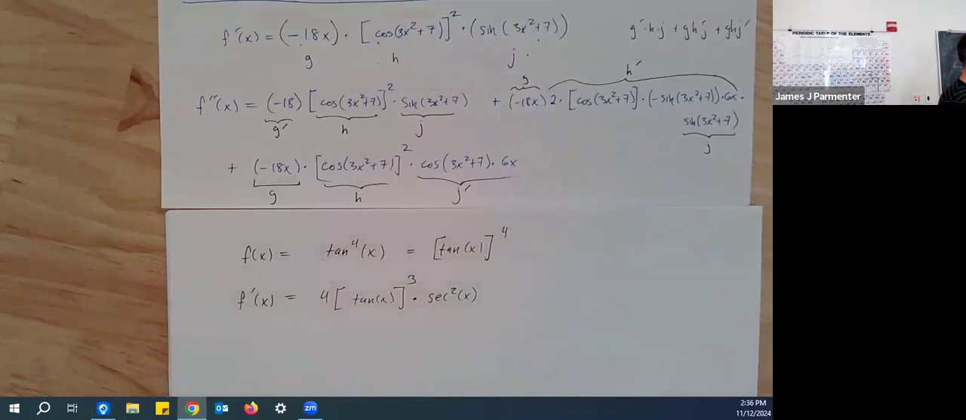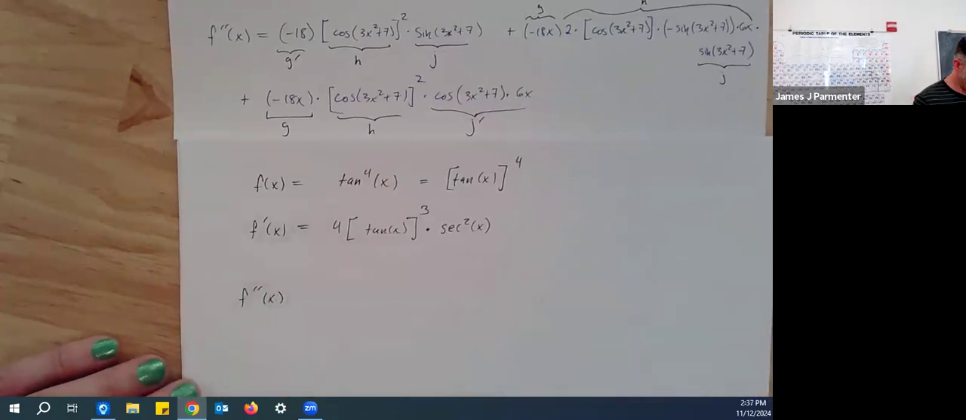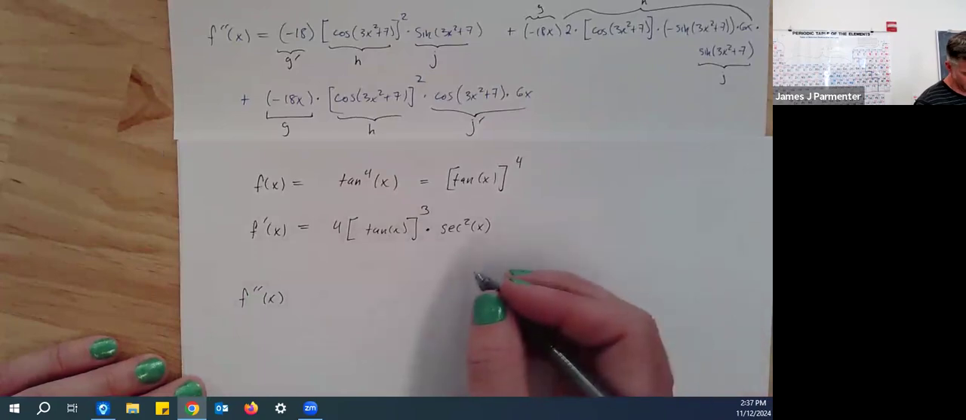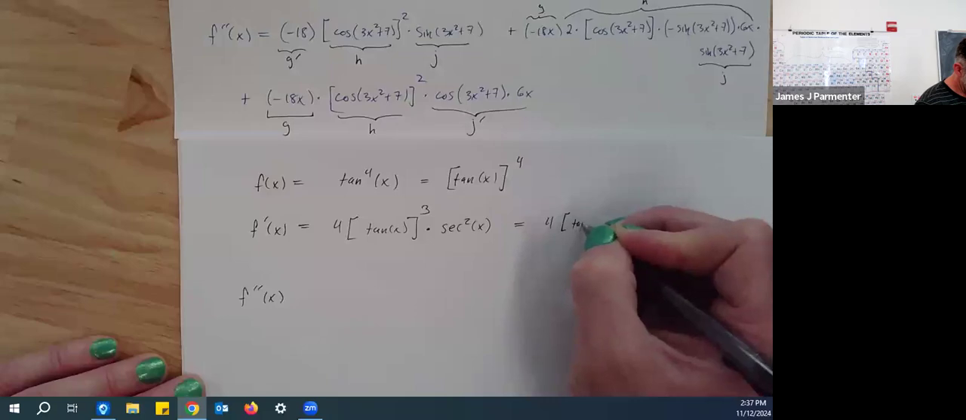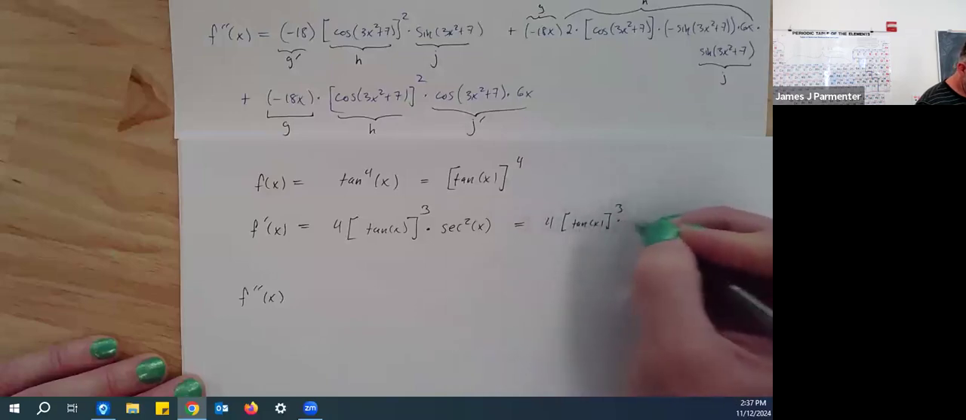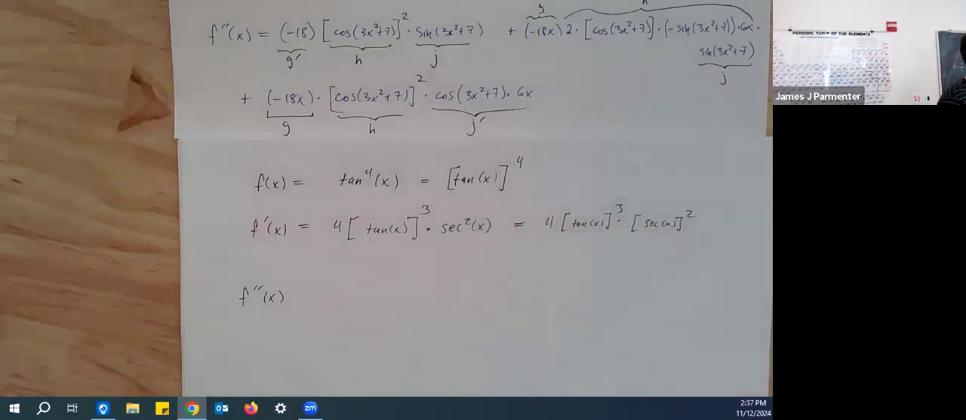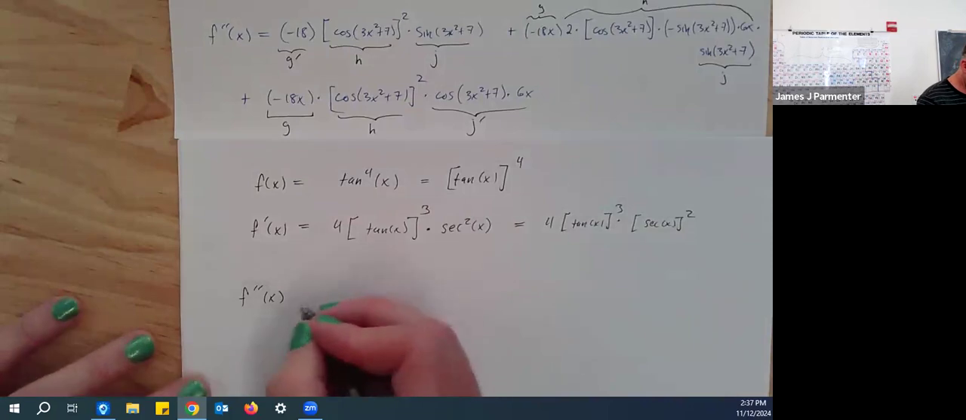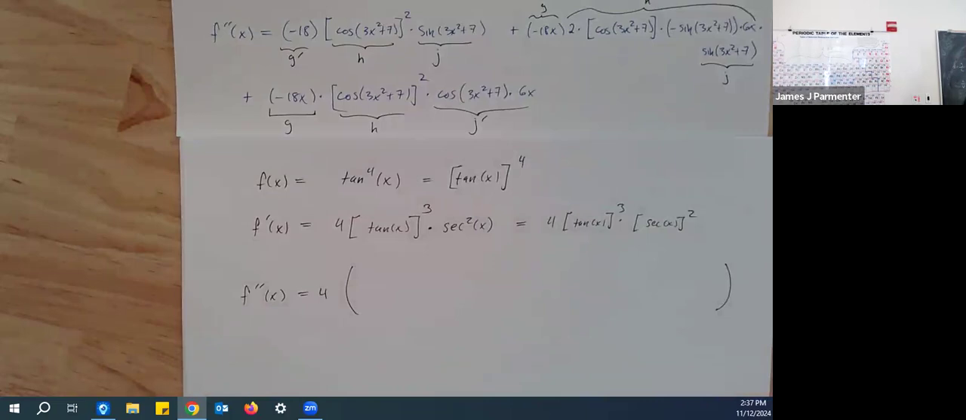All right. Now what? Now you're going to find the second derivative. And there isn't really a lot of rewriting to do here. The only thing I would really do to rewrite this is write it as 4 times tangent of x cubed times secant of x squared. And I would point out that the 4 is just going to hang out. So 4 times, got some product rule and some chain rule to deal with there.